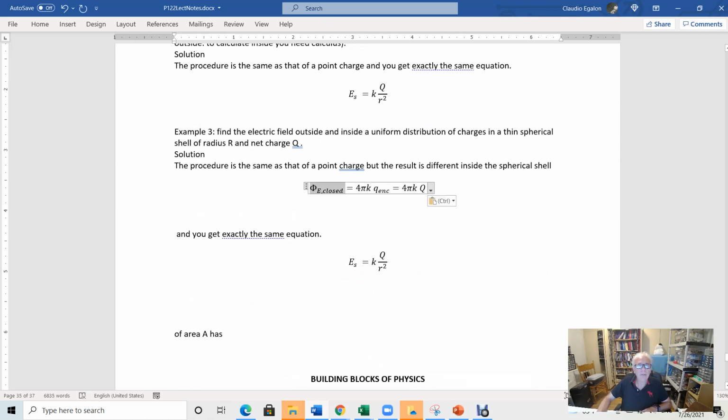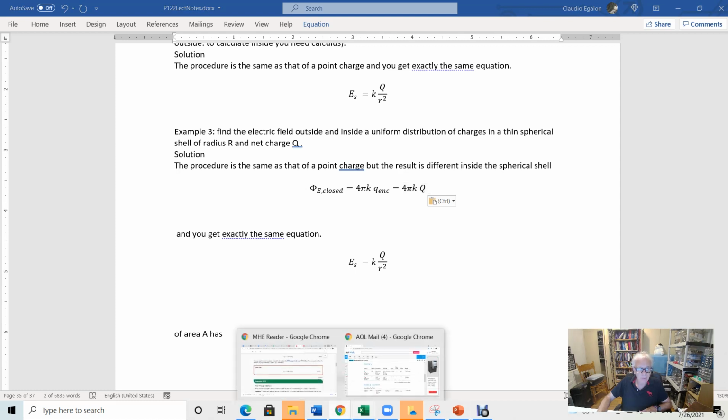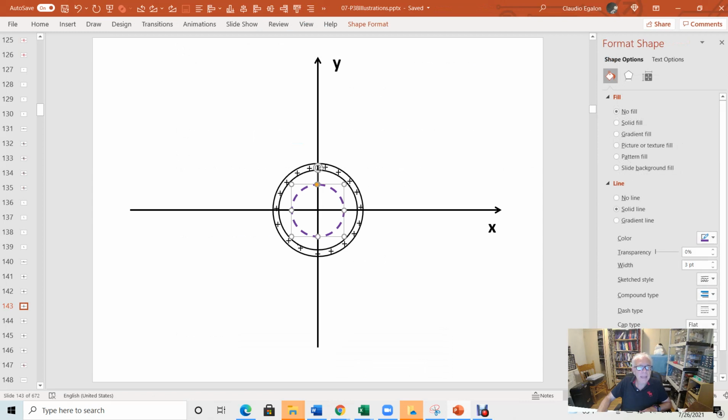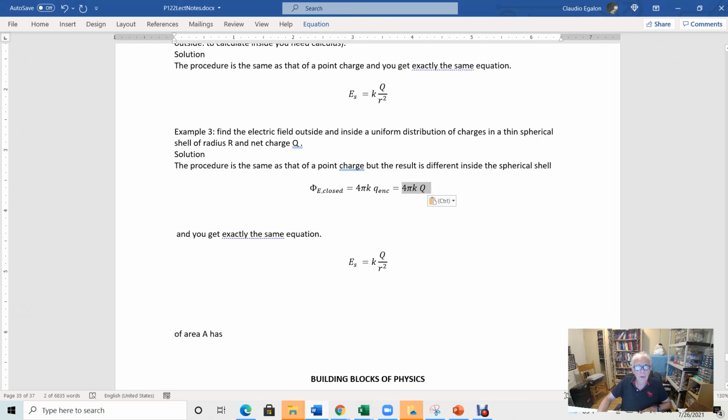Here you go. I'm going to copy that, right? The flux through a closed surface is going to be equal to 4 pi k Q enclosed. But now my Gaussian surface does not enclose any electric charges whatsoever. So the net charge in this case is going to be 0. The Q enclosed is going to be 0. So we can write 0 here.